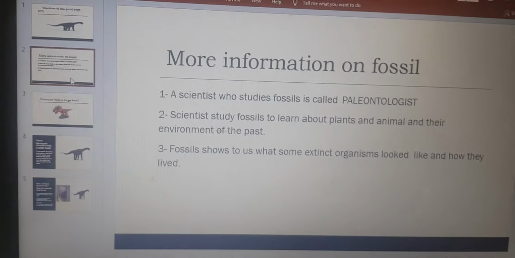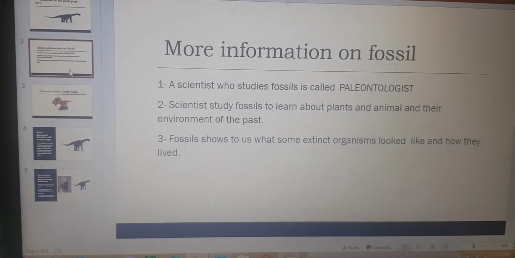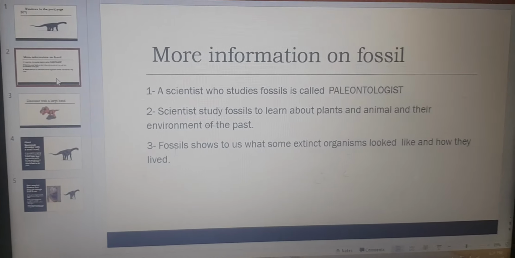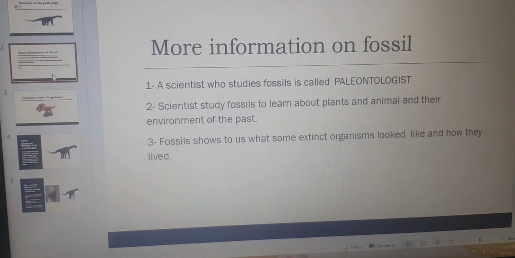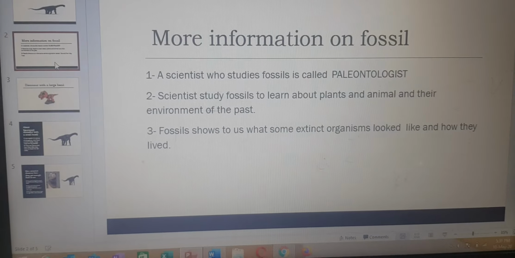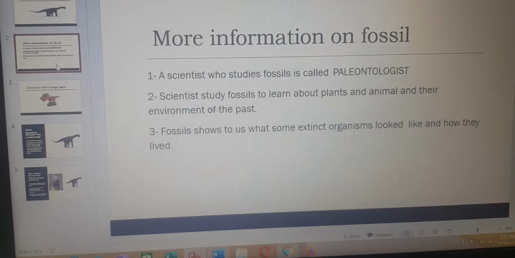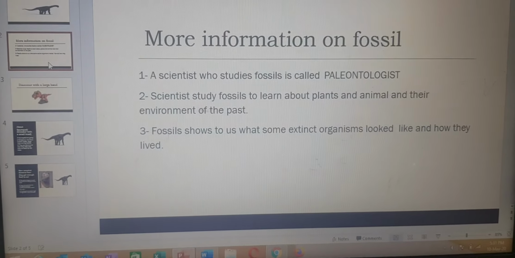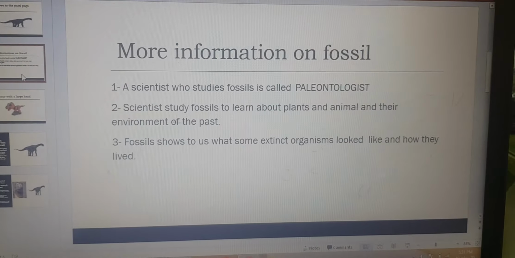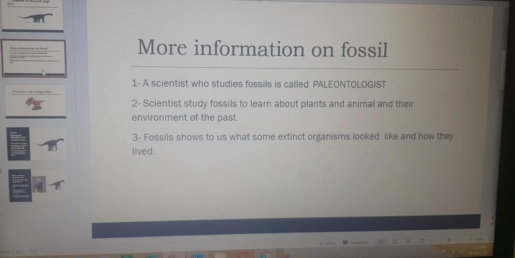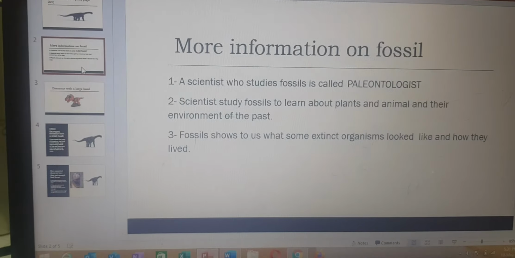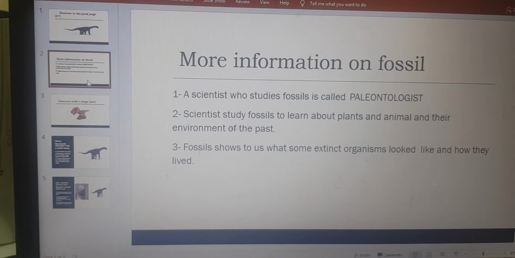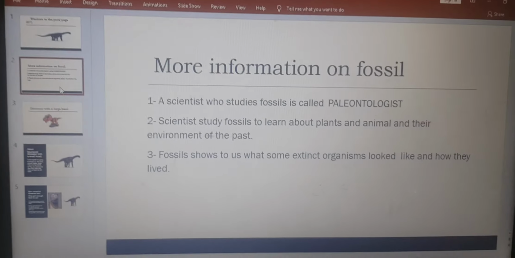Number one, a scientist who studies the fossil is called what? Paleontologist. A scientist who studies the fossil is called a paleontologist. Scientists have to study the fossil. Why? To learn about the plants and animals that lived a long time ago, and also to study the environment of the past. Fossils show us that there are some extinct organisms, and they want to look at how they lived, what they ate, or the activities that they did. This is what the scientists are interested in and it makes them want to study more about these extinct organisms.